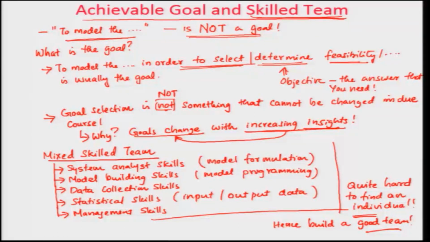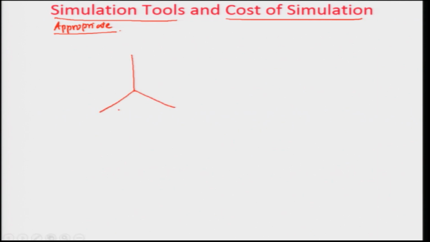Okay. Now we talk about the tools and the cost of simulation. What are the major simulation tools and what are the costs associated with them. The simulation tools, the appropriateness of the tools, is what we are interested in here. There are three options in front of you. I am going to write the three options here. One is to use a general purpose language.